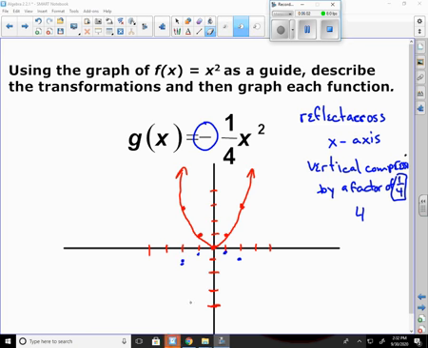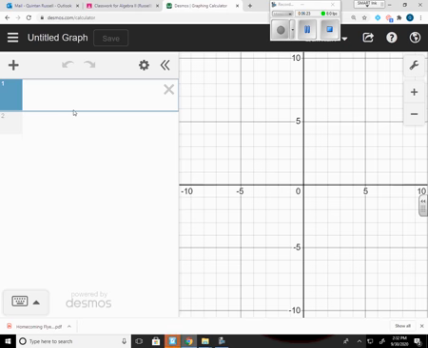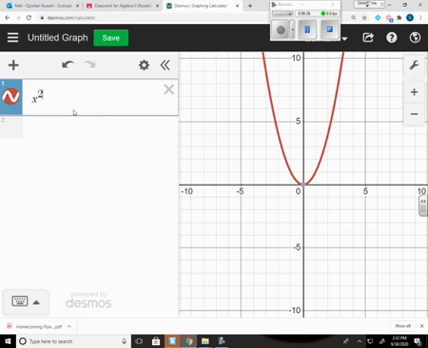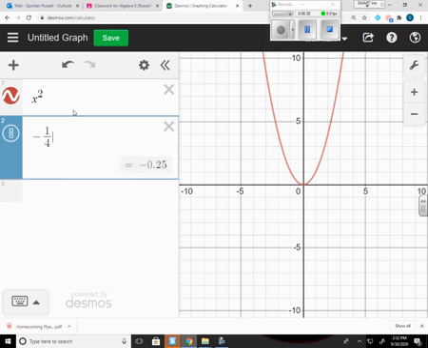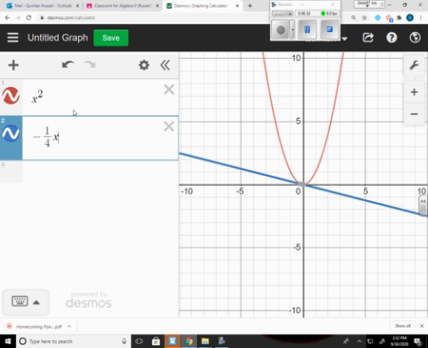And so when we graph this, it's still going to be a U, but it's going to be upside down because of the negative. And it's going to seem like it is completely squashed down. I realize that that's not the most precise graph, so let's graph the original x squared. And let's do -1/4 x squared.